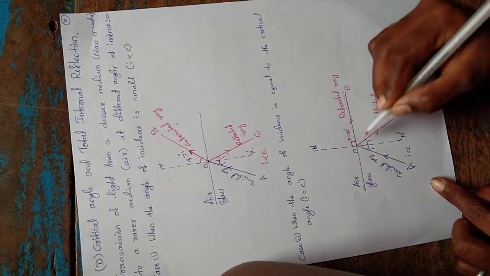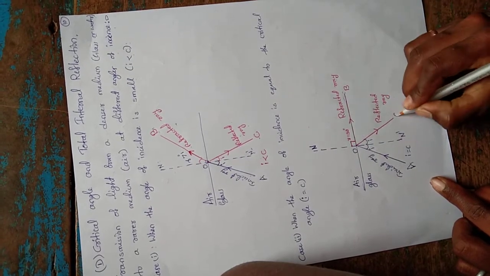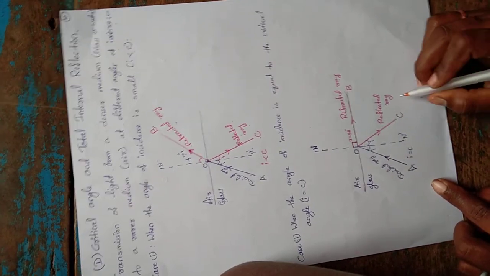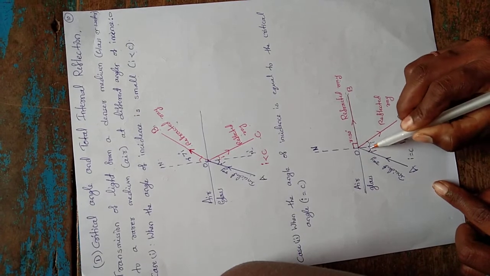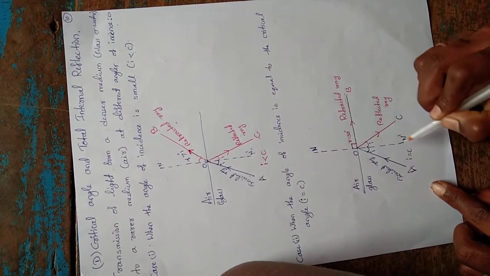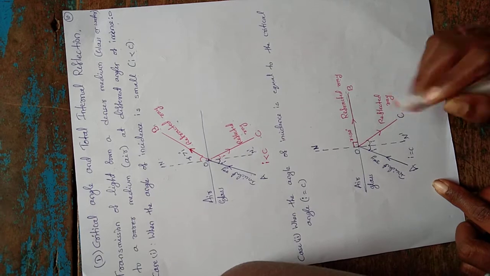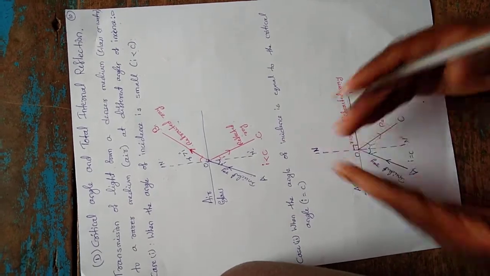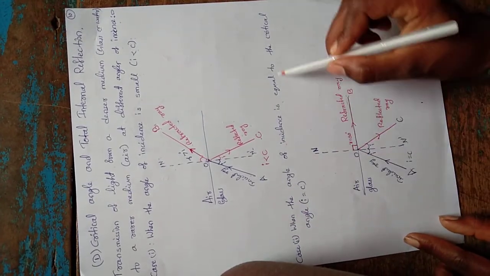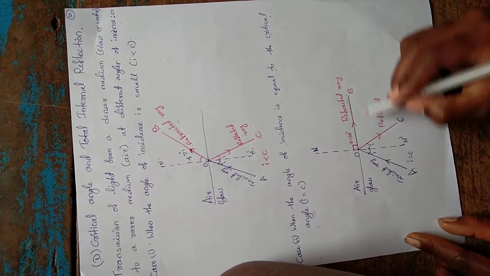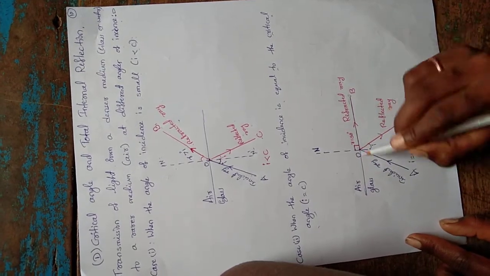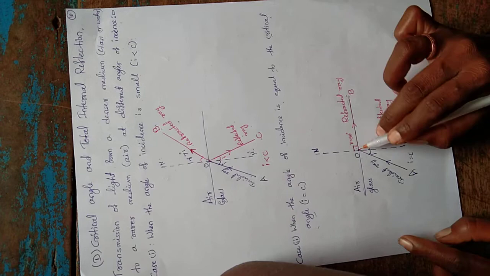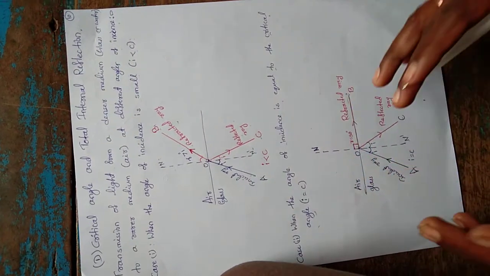So the reflected ray is OC. In this case, the angle of incidence AON dash and N dash OC are both the same when the angle of incidence is equal to the critical angle. This OB is along the critical angle. When it reaches that surface, that is our critical angle.